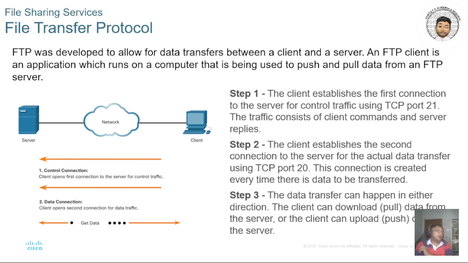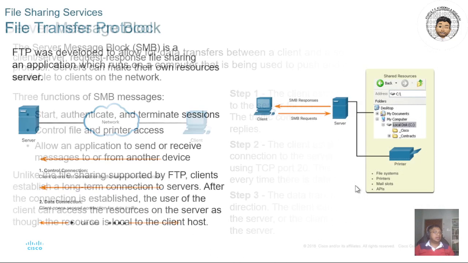So usually we have several steps. Here is step one: you have the first connection to the server for control traffic using port 21 TCP. Step two: the client establishes the second connection to the server for the actual data transfer using port 20. This is for data. Then step three, the data transfer can happen in either direction. The client can pull data or push data to the server based on what the client intended. So only three steps for FTP.